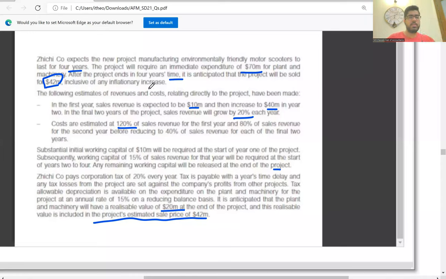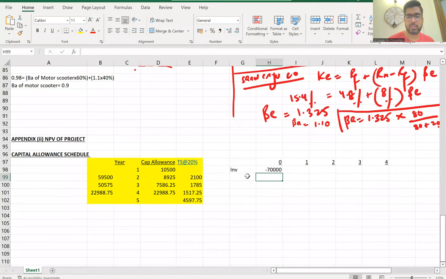So I will record the scrap value of 42 million later. Following estimates of revenues and costs. Revenue is 10 million first year, 40 million year two, and in the final 2 years, 20% each year. So remember, specifically those who have studied with me, I'm sorry, I'm mentioning them again and again because they know these things, that after investment, we used to record revenue.